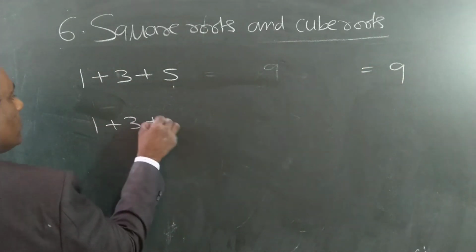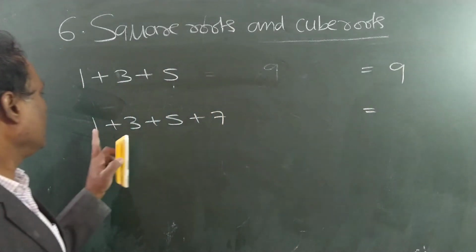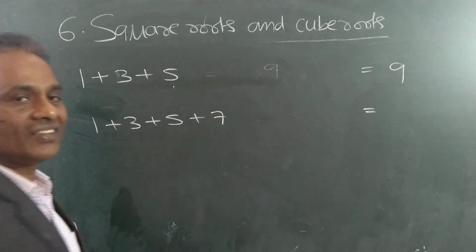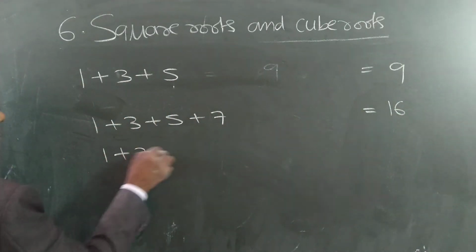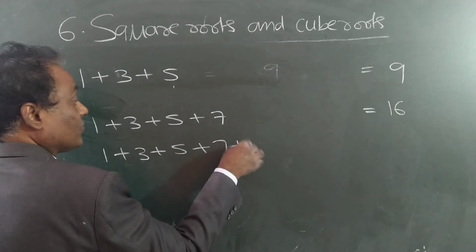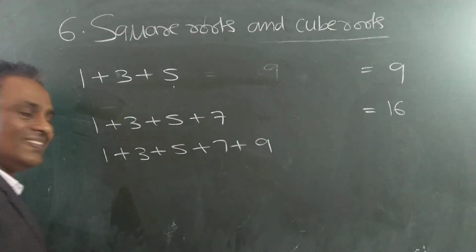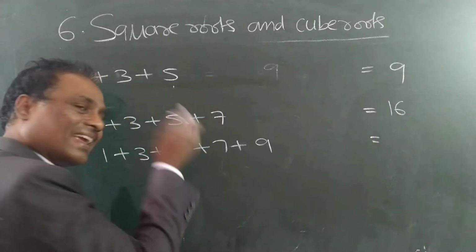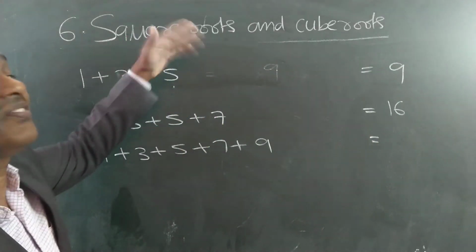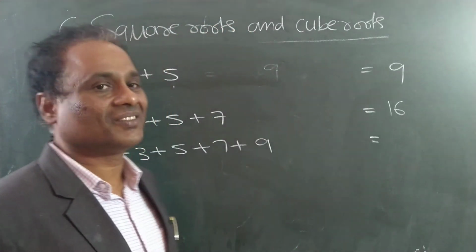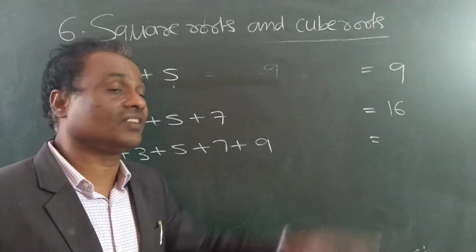1 plus 3 plus 5 plus 7. How much? 1 plus 3, 4, 9, 16. Suppose 1 plus 3 plus 5 plus 7 plus, what is the next number? 1, 3, 5, 7, 9. This, without adding, I can tell. Because if 3 numbers are added, 3 square, 3 into 3, 9. 4 numbers are added, 4 square, 4 into 4, 16.